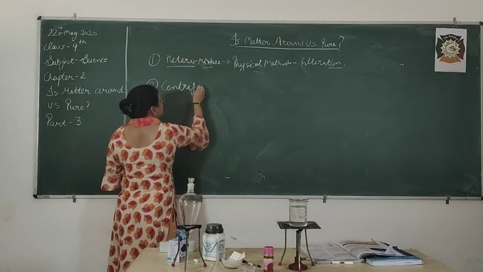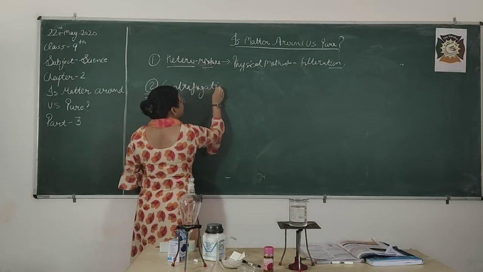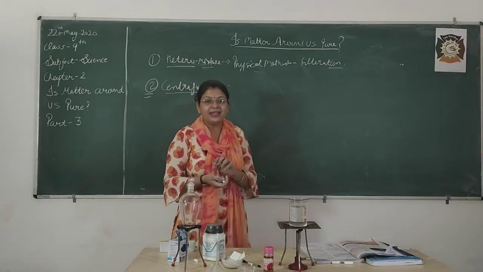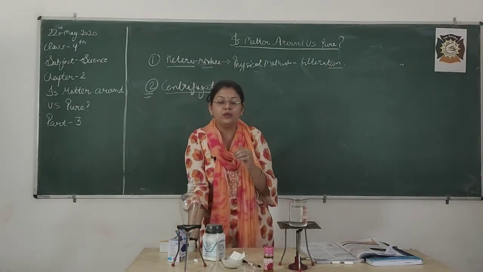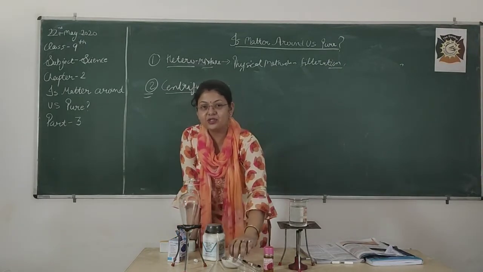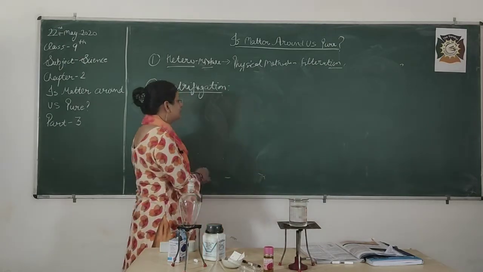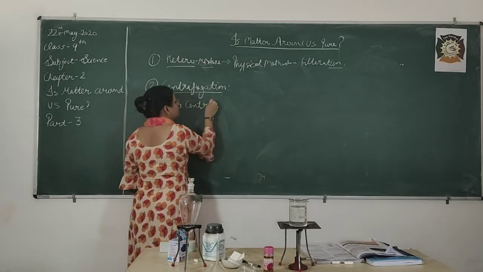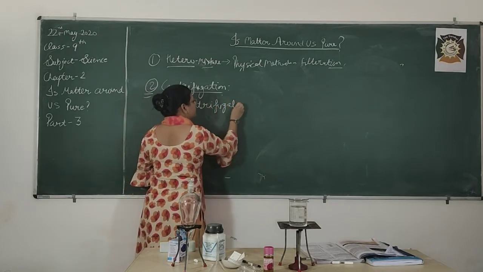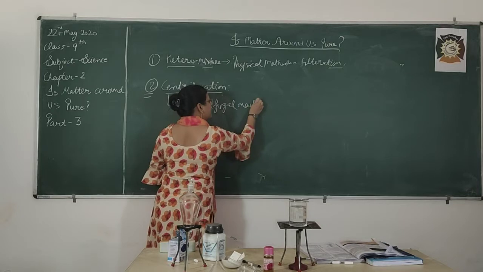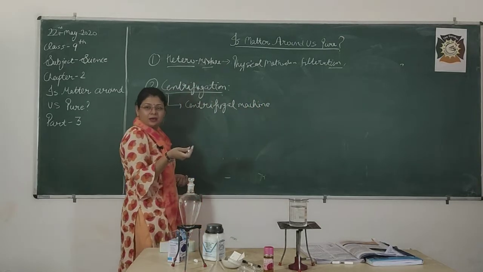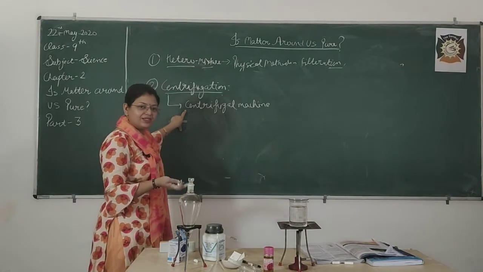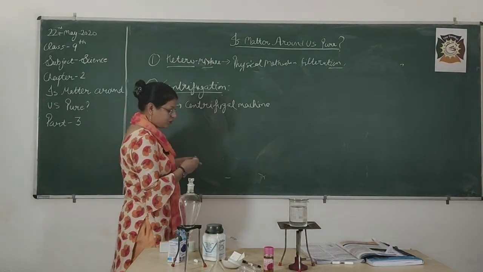So the second technique we are going to discuss is the centrifugation technique. Centrifugation can be done manually or you can use a machine. The machine is known as a centrifugal machine. It may be automatic, that means this machine may operate manually or with the help of electricity you can operate it. So this is a centrifugation machine.